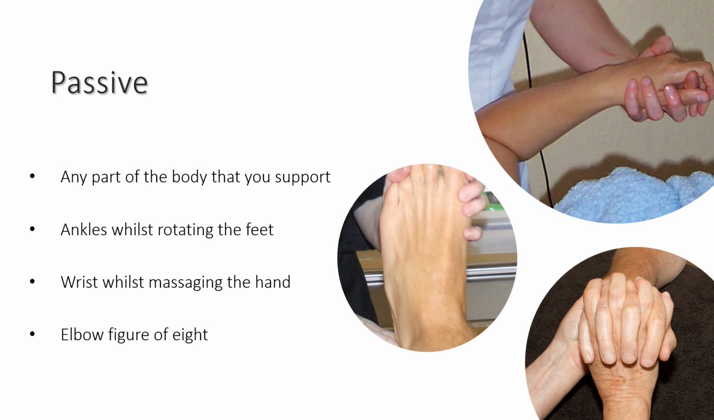We need to include passive movements in our treatment, and a passive move is anywhere where you pick up the body and you put a joint through its range of movements without the assistance of the client. So we're encouraging them to relax while we maybe rotate the ankles of the feet, maybe rotate the wrist of the hand. We might lift the elbow in a figure of 8. We might rotate the shoulder. Anywhere where we feel there's a bit of stiffness and we want the client to relax and just let go of their body so that we can move it for them. That's a passive move.